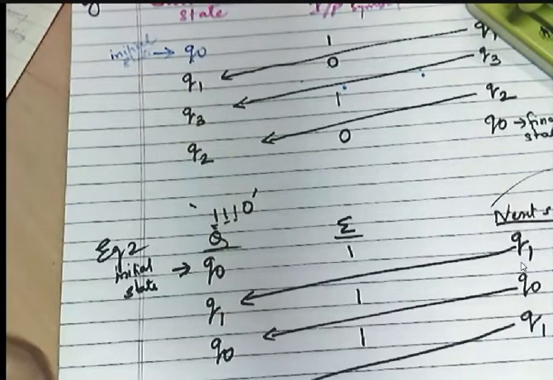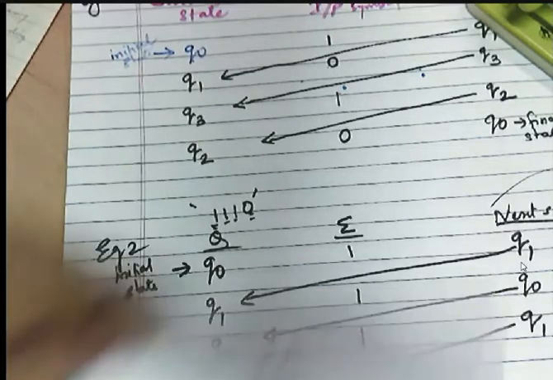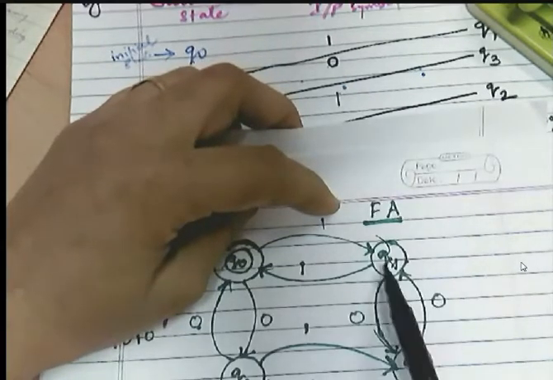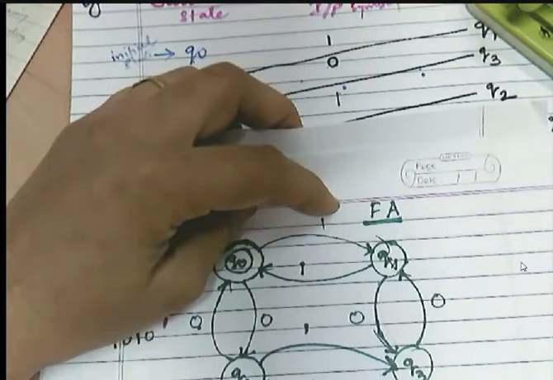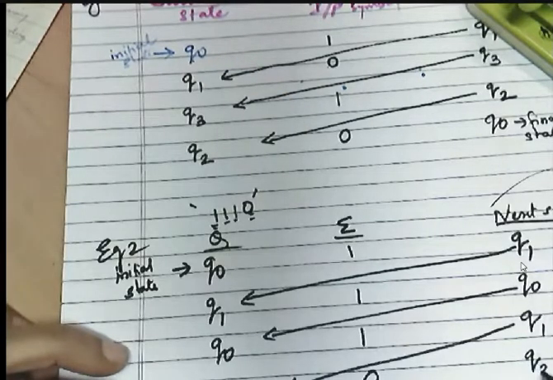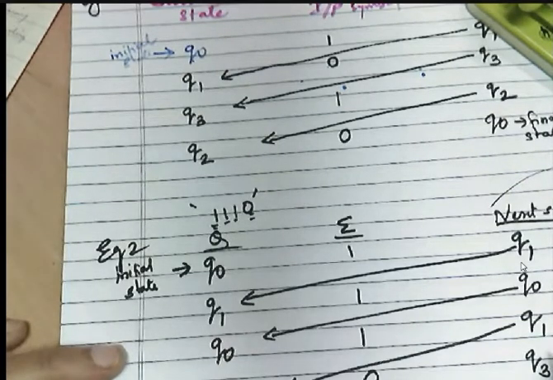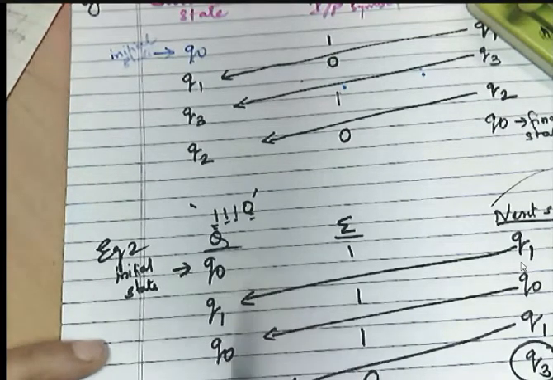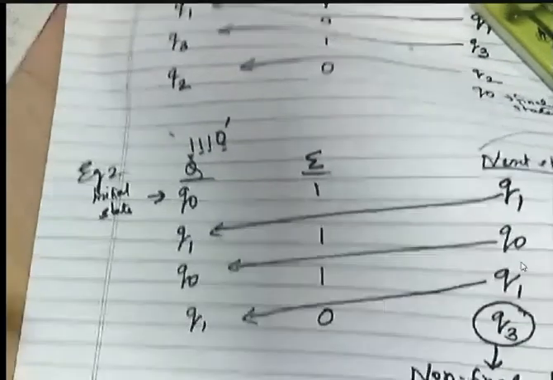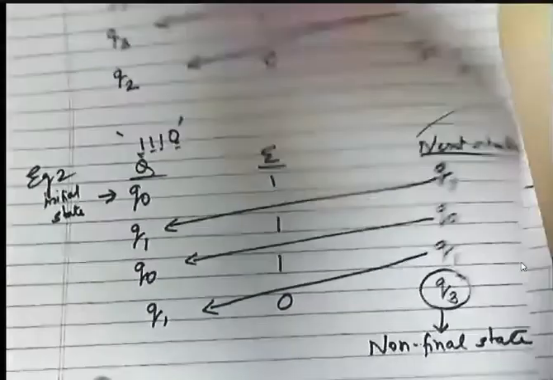Now at Q1, if we give input as 0, it is moving to Q3. Now our whole string is read and our finite automata has reached a state which is Q3, which is a non-final state, and hence we will declare this string is not acceptable to the finite automata. Clear?